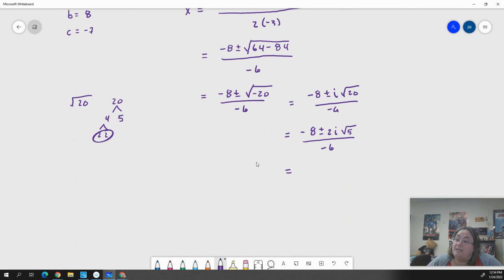Everything here is divisible by 2. So -8 divided by 2 is -4, plus or minus 2i times the square root of 5 divided by 2 is just I times the square root of 5. -6 divided by 2 is just -3. Now we're done, right? I told you this would be a complex solution, right?